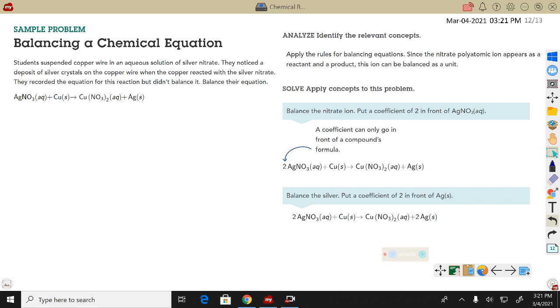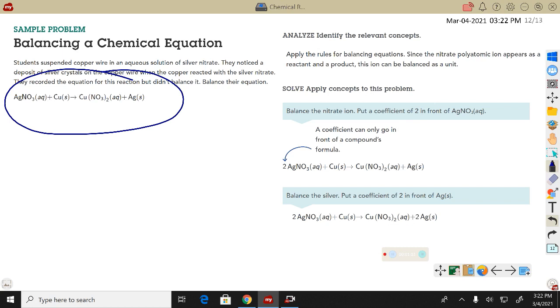So I usually just start with whatever comes first. Now, I'm going to break this down by ion. When I look at the original equation that's given, I see what comes first? The silver ion. There's one silver ion on the reactant side, and there's one silver ion on the product side. So right now I say silver is all good.